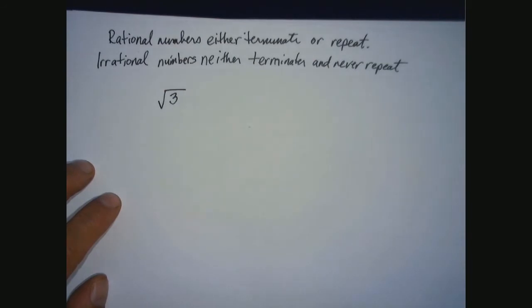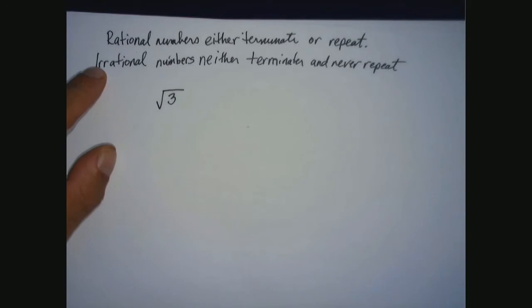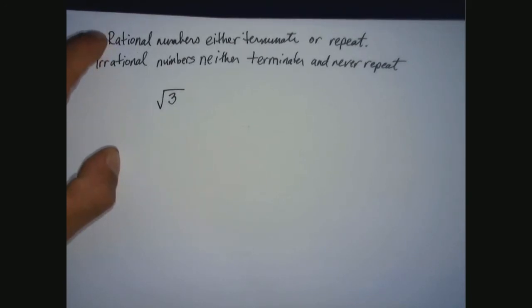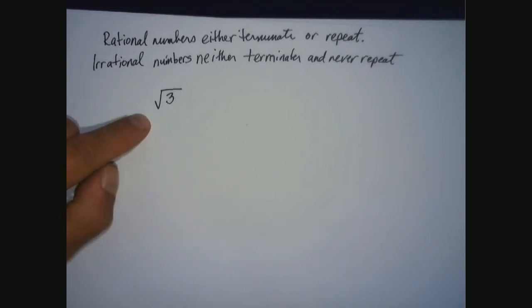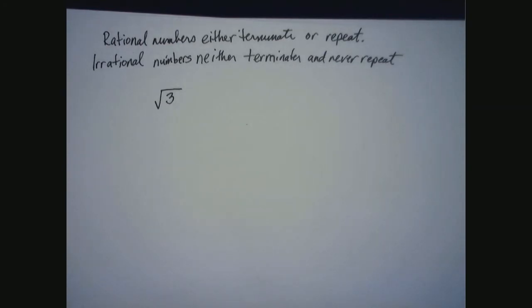Square root of 3 is an irrational number, and I'm going to show you kind of why. Rational numbers can also be put as a quotient of two integers, right? Rational numbers are a ratio of two integers. Irrational numbers cannot be expressed as two integers divided by each other. So square root of 3 cannot be represented by two numbers divided by each other. Can't happen.